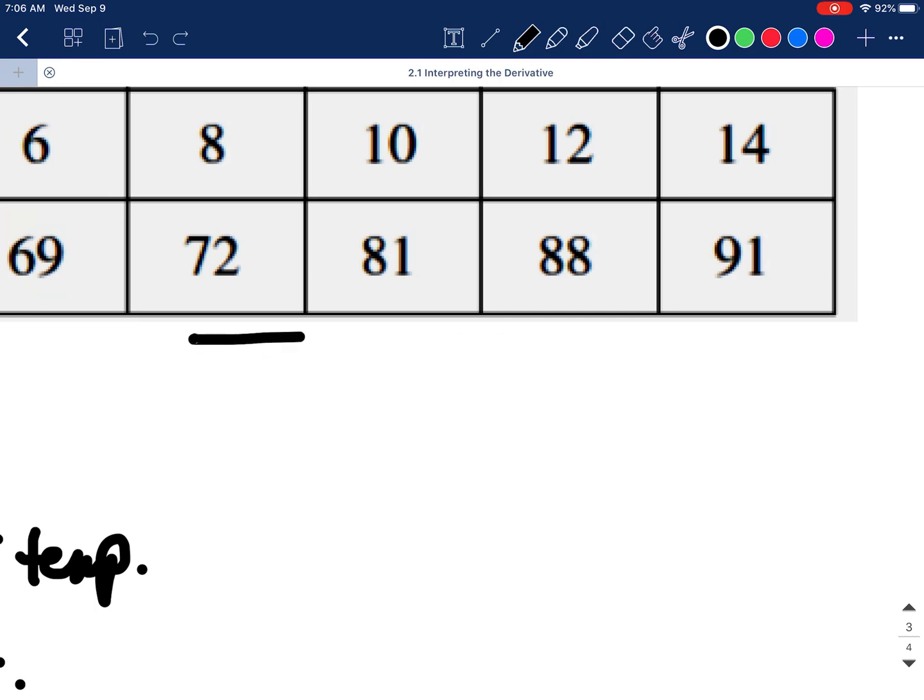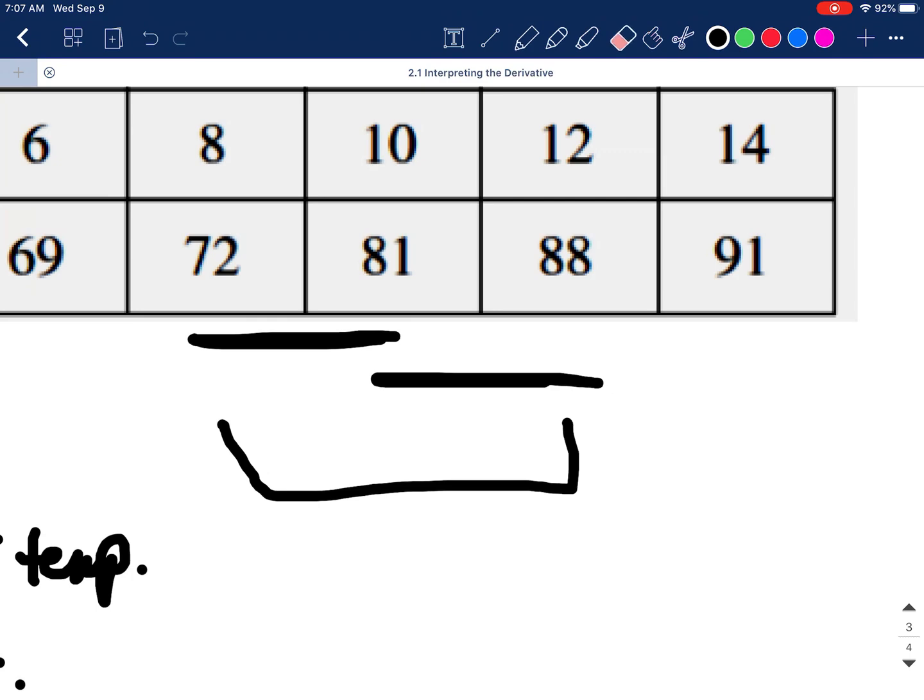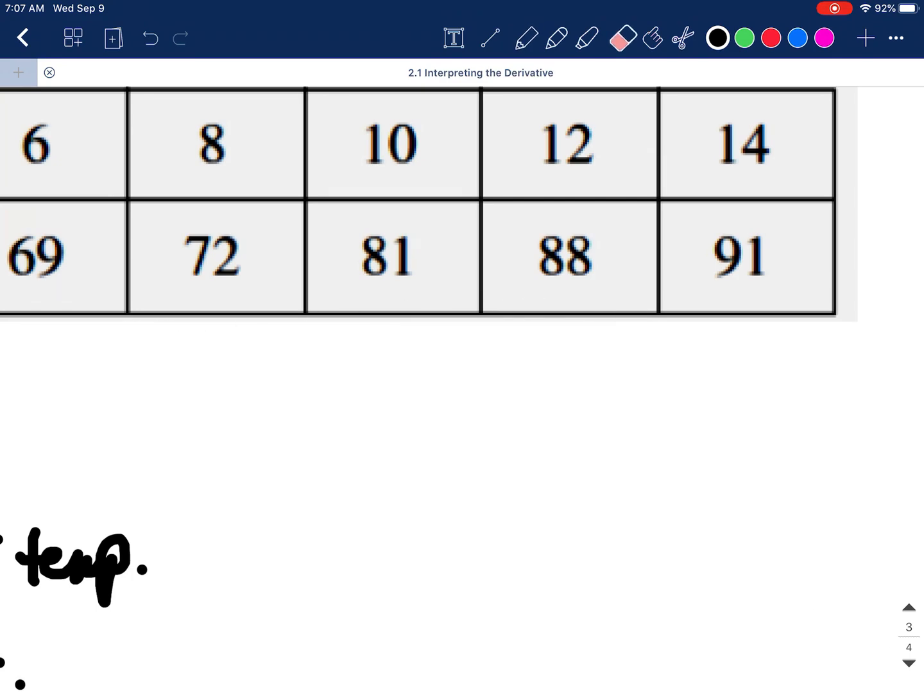And so I could take the derivative from the left, which would be between 8 and 10. So as I'm approaching 10 hours, I could take the derivative from the right. So as I'm going past and kind of working backwards, or I could do it symmetrically between 8 and 12. So let's look at those different estimates here.